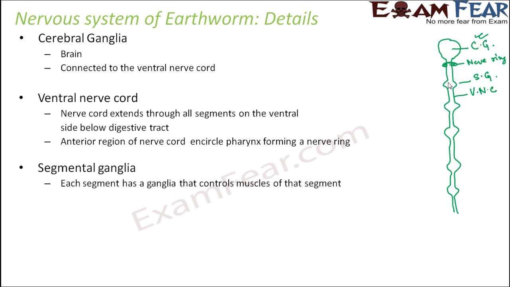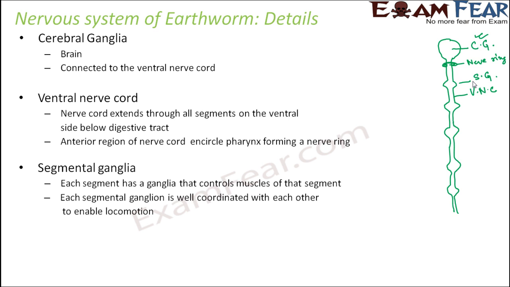But each class has one monitor, and on top of them there is a head boy or head girl of the school, or you call it a school captain. What is the responsibility of that person? To see the overall activities of the school, for all the classes. Similarly here, segmental ganglia will control the activities and muscular movement of that particular segment. But cerebral ganglia and the nerves of the nerve ring will control the muscles of all the segments. You're getting that point. Segmental ganglia is like a class monitor and cerebral ganglia is like a school captain. That is the difference between the two.